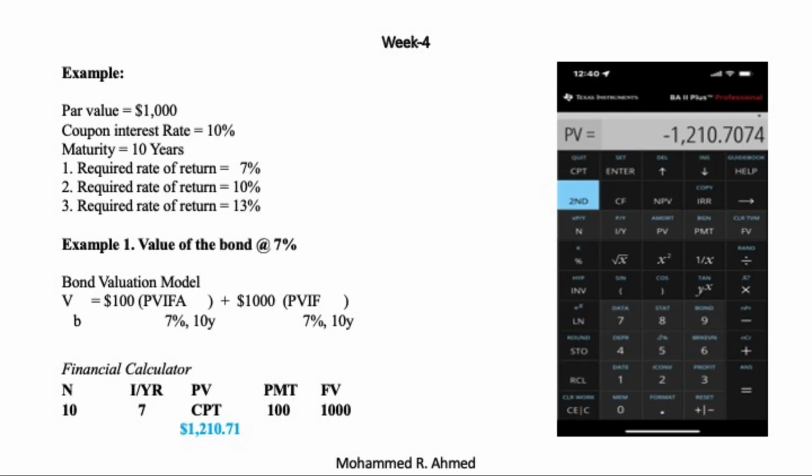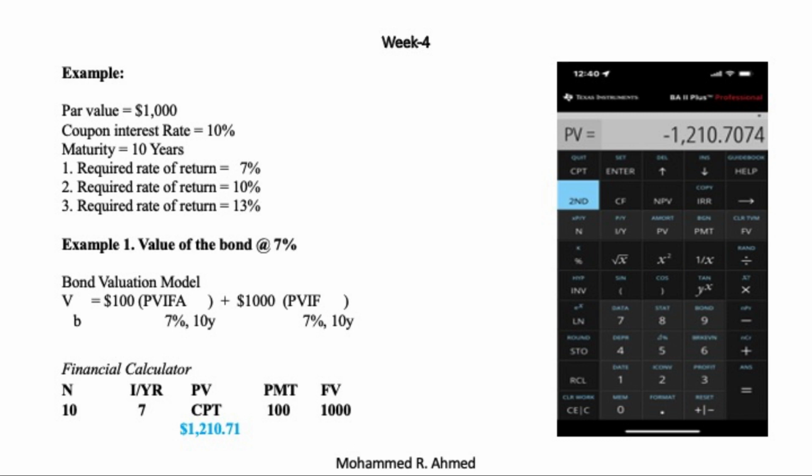Now look at this example. A par value is given to you, coupon rate is 10%, and maturity is 10 years. Now you have three situations. One, our assumption is required rate is 7%. The second assumption is required rate is 10%. Third assumption is required rate is 13%. And let's compute the bond value using the three required rate of returns given to you.